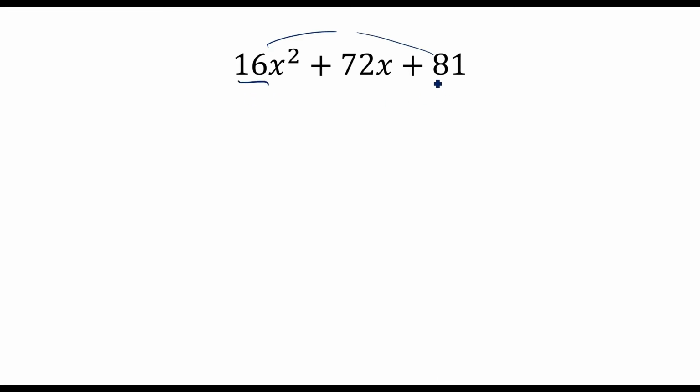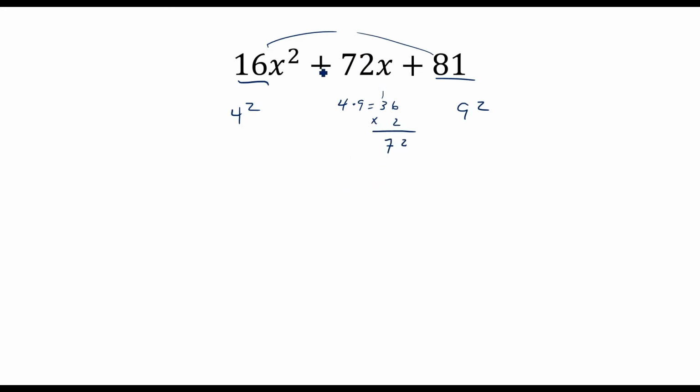Well, I recognize that 16 and 81 are actually squares. 16 is 4 squared. 81 is 9 squared. Well, the last thing I need to do to make sure that this is a perfect square trinomial is check to see whether 4 and 9 times 2 give me 72. Well, then I'll do that. 4 times 9 equals 36, times 2 is 72. So that's actually the perfect number.